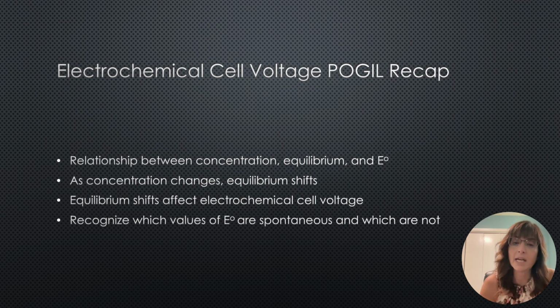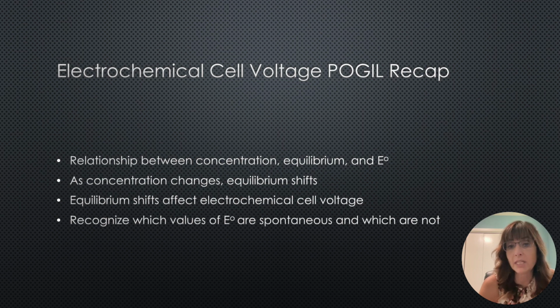You should have recognized that positive E values are spontaneous and those that are negative are not. More importantly, this is going to bridge us into the problem set and into the lab that we're going to do. If the reactant concentration decreases, the equilibrium is going to shift in reverse back to the left, and your E value will decrease. As the product concentration decreases, equilibrium will shift forward and the E will increase. When the reaction goes forward, E increases, but when the reaction goes in reverse, it decreases.